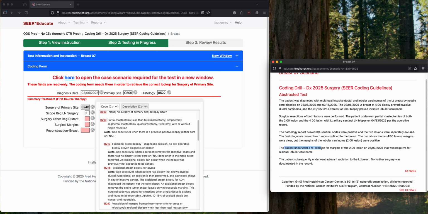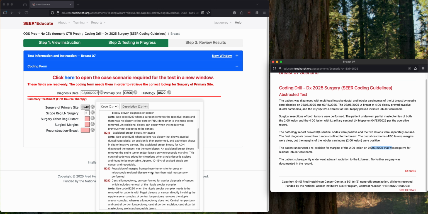But because the patient underwent a re-excision on a different date in this abstract, in this scenario, you have to remember that there is a code for that. Otherwise, you get it wrong, or you don't get 100 out of 100, and it hurts a little. But anyway, yes. So when there's a re-excision for margins, B240. Make a note of that. I think I did. I don't have my notes with me. But yes, you're going to do that one.